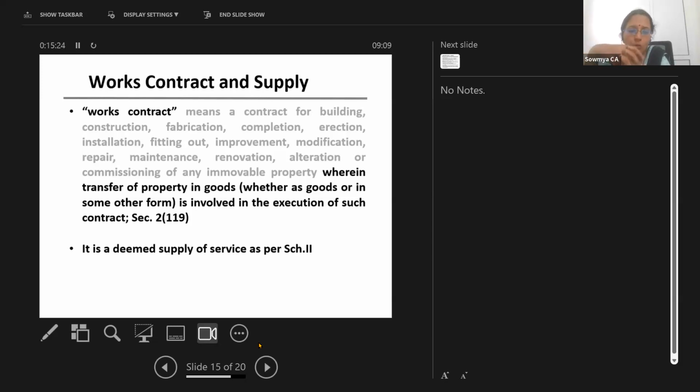So Schedule 2 specifically clarifies that it is a supply of service, because there are both goods and services. We may have this confusion whether you will classify it as a supply of goods or supply of services. Schedule 2 has clearly given that it will be a supply of services. That is about works contract.